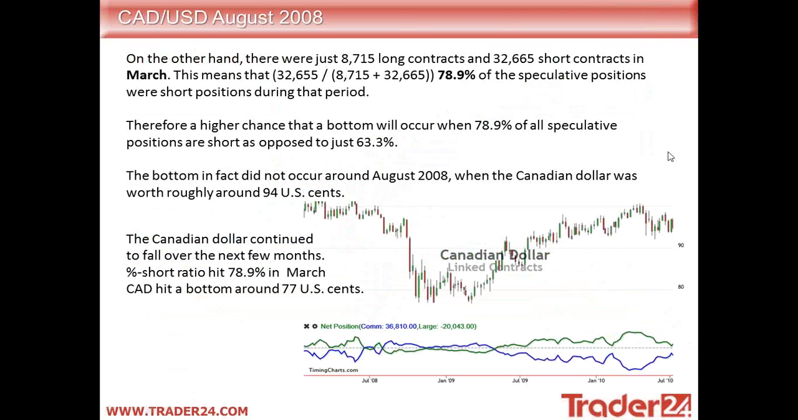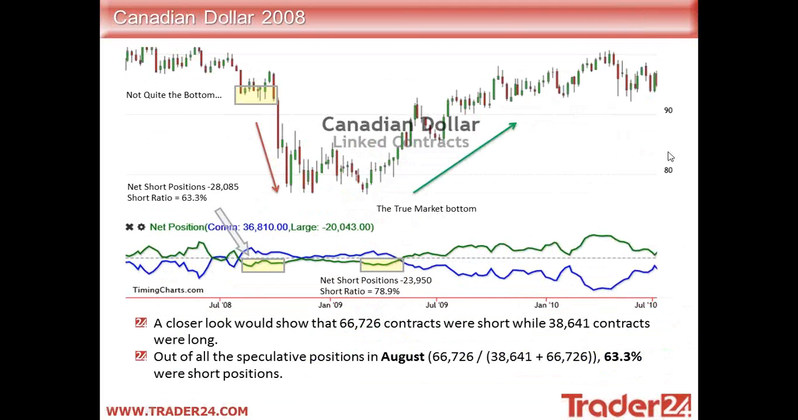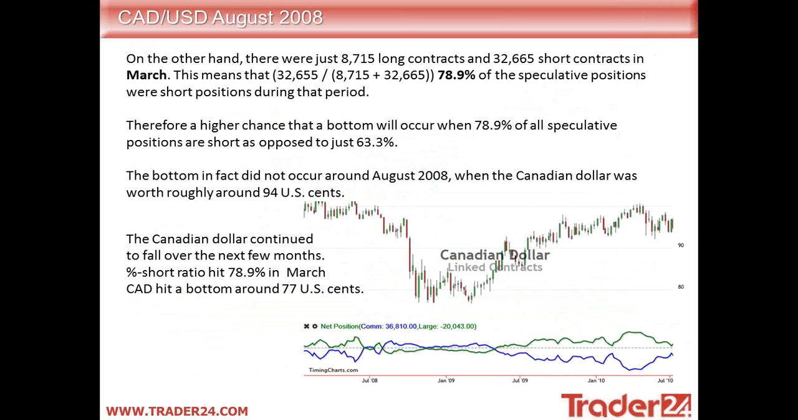As I mentioned, there were just 8,700 long contracts. So we had 66,000 versus 38,000 at this initial point, where it was 63%. On the other hand, there were 8,700 long contracts versus 32,000 short contracts in March. So 79% of the speculative positions were short positions, and thereafter there was a high chance that a bottom would occur, as opposed to just 63%. There was a much better chance of a bottom being created.